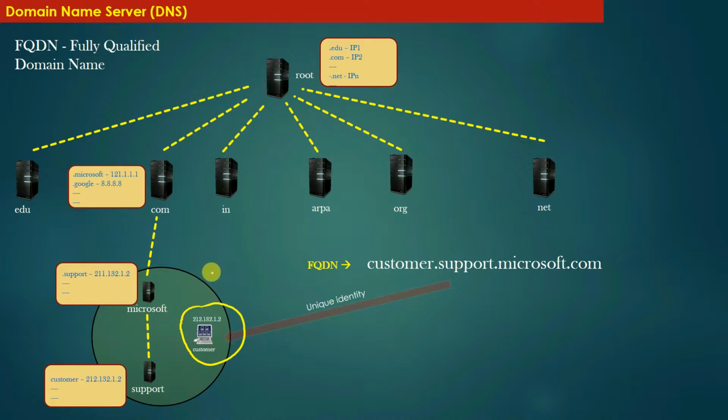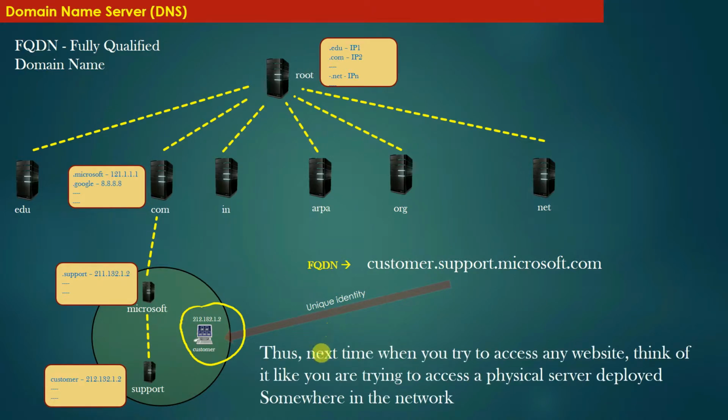So always remember that the next time you type a website name in your browser, think of it like you are trying to access a physical server deployed somewhere in the network. Your website name is the name of the physical server, and from that physical server you are trying to invoke the World Wide Web services. So henceforth in this module, whenever I say domain name, it means that I am referring to some physical server which is running somewhere in the network.